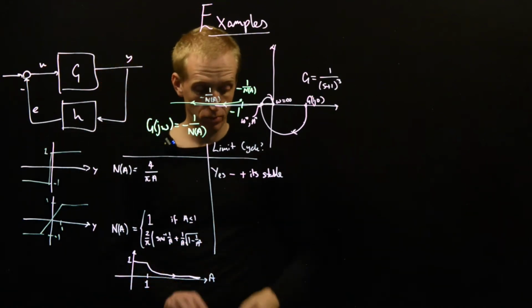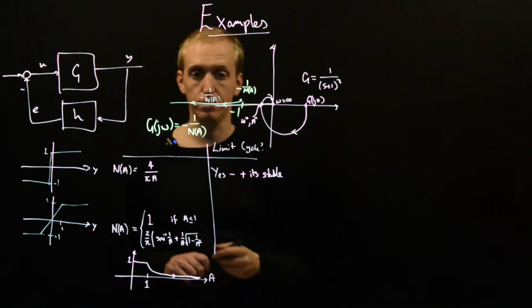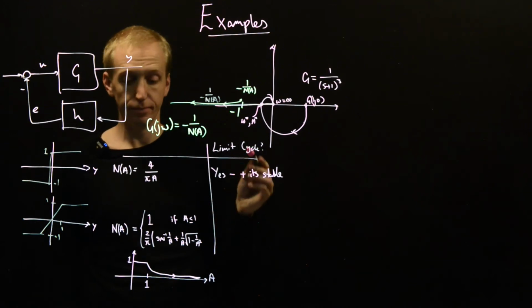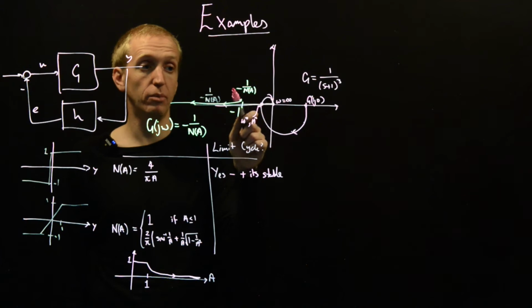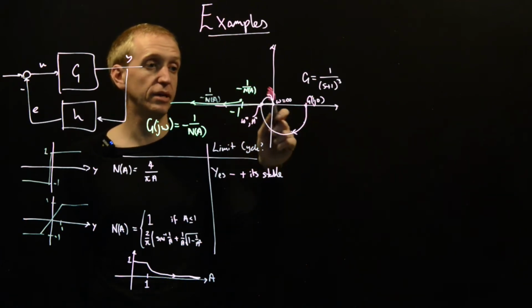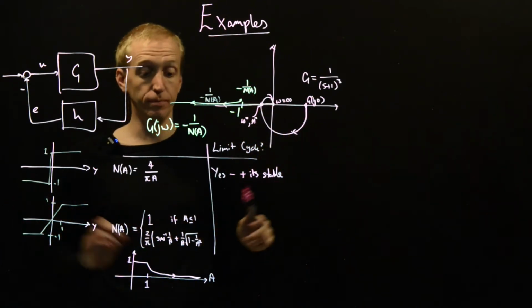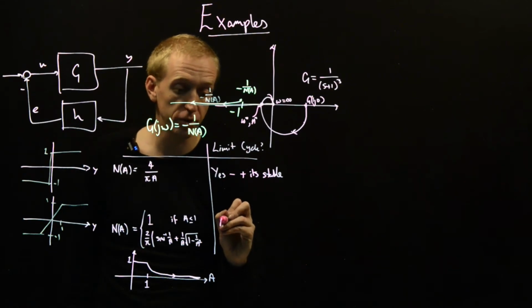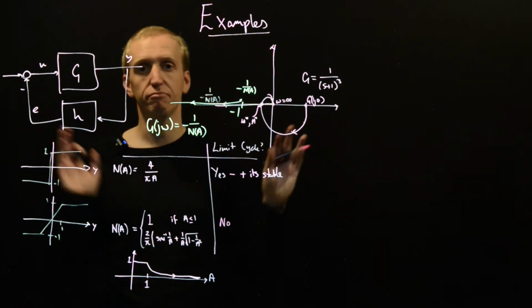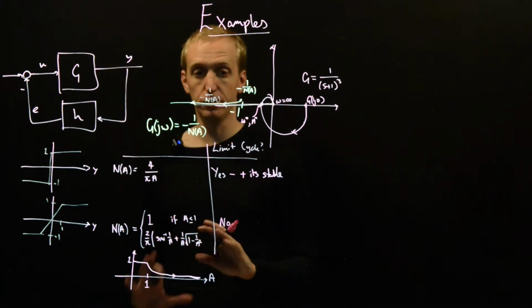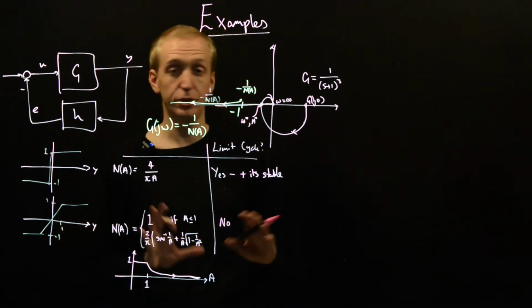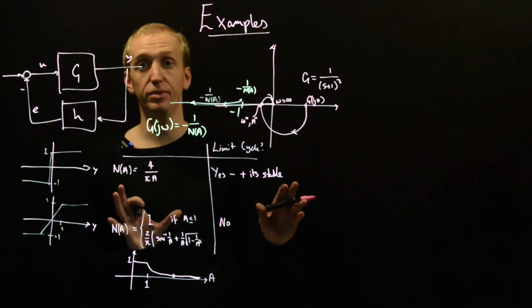So what do we get? Well, do we get any intersections between our -1/N of a curve and this guy? No. So we don't predict any limit cycles, and that's the end of that, really. Okay, good. So that was simple enough. Let's just do one more example to hammer home these ideas.